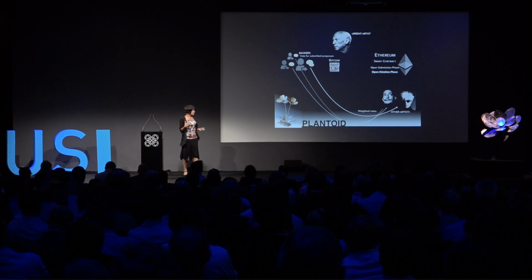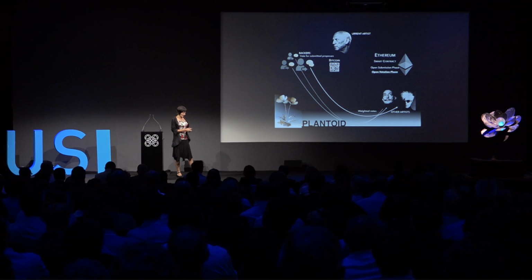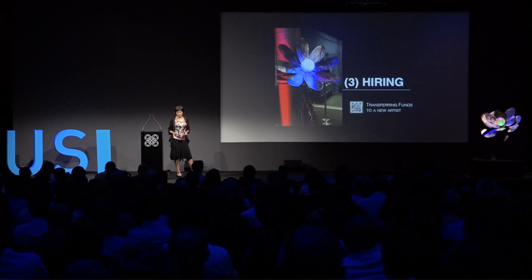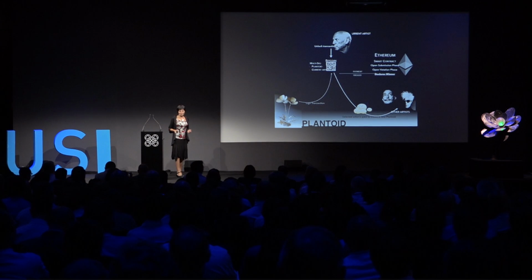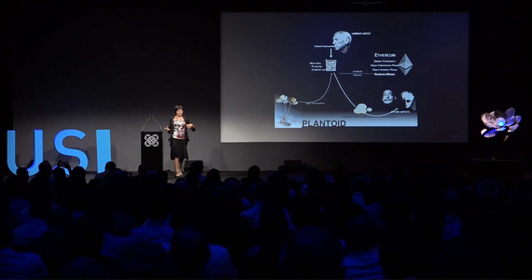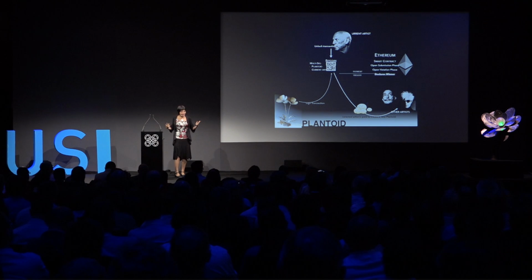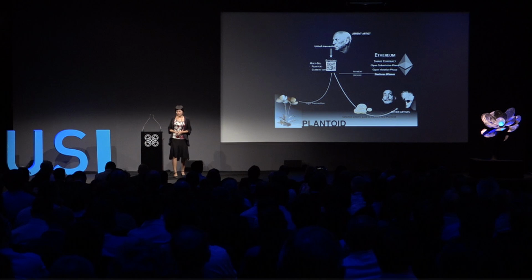And then eventually, the smart contract will identify a winner, and this will trigger the third phase of reproduction, which is the hiring phase. And this is when the plantoid will then execute a smart contract transaction in order to transfer the funds that it has collected so far to the selected winner, who will then be hired by the plantoid in order to create a new copy of itself.